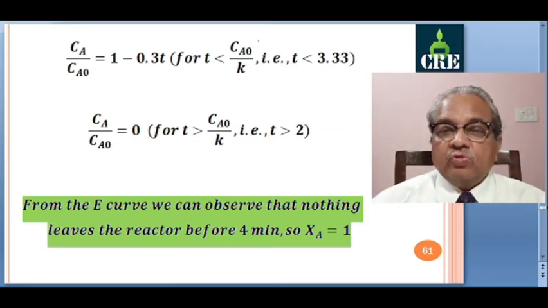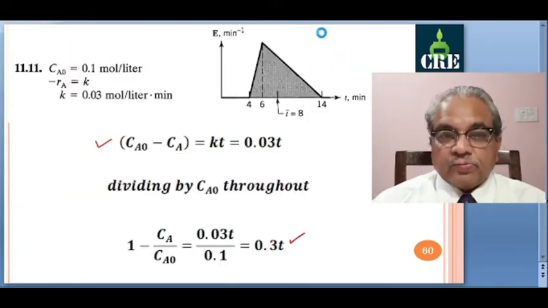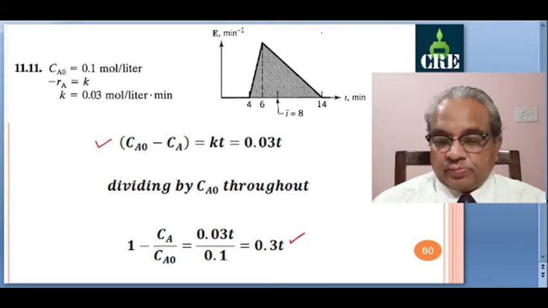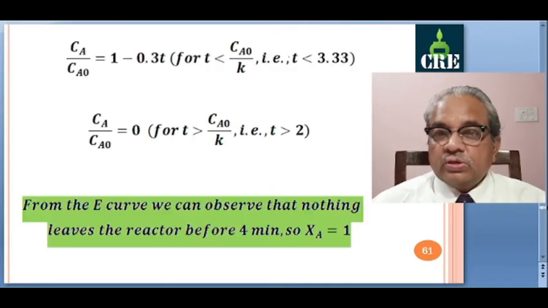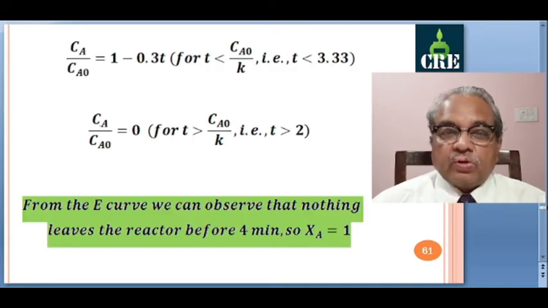Again, we will carry it out up to Ca0 by k. Ca0 is 0.1 and k is 0.03. Okay, so this is 3.33. And beyond this value, here it should be 3.33.